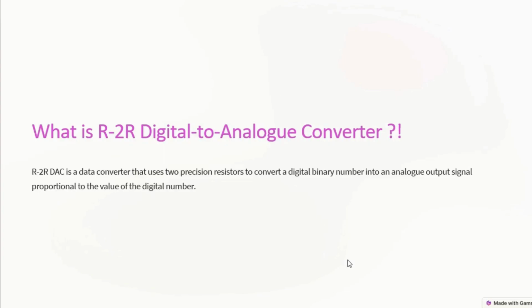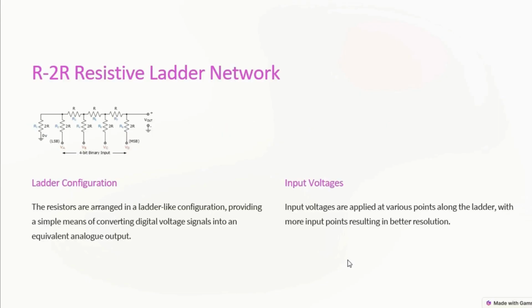What is an R2R digital to analog converter? An R2R DAC is a data converter that uses precision resistors to convert a digital binary number into an analog output signal or potential corresponding to the value of the digital number. You can see the R2R resistive ladder here.